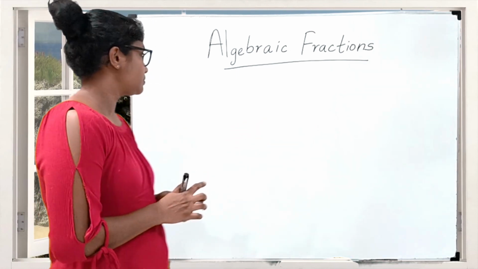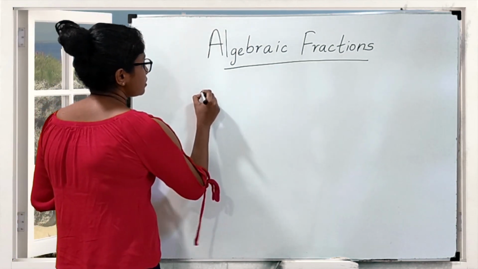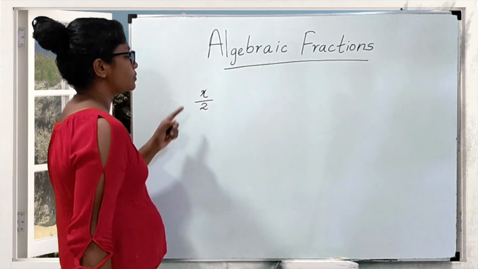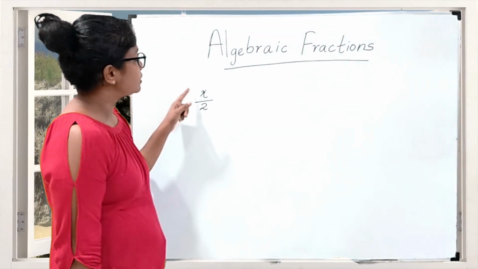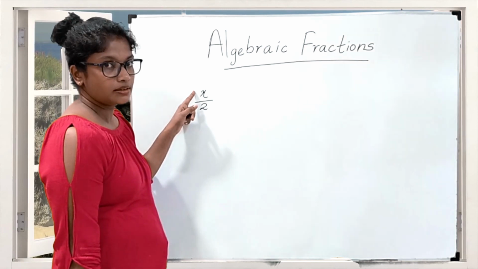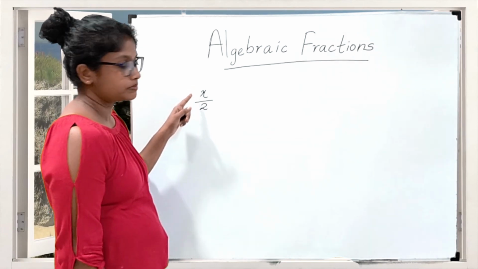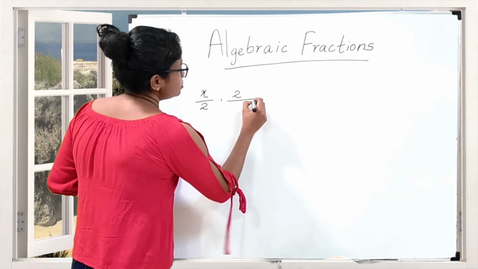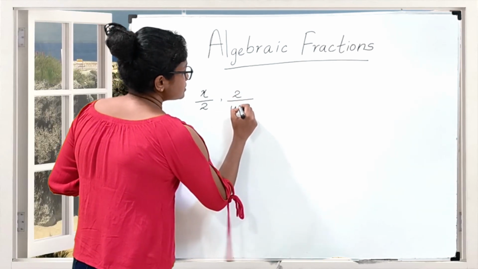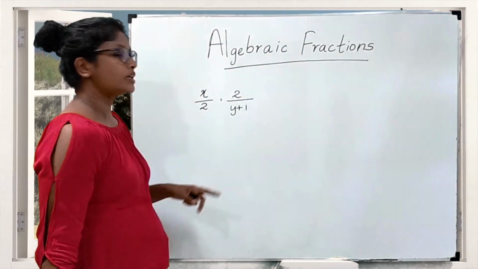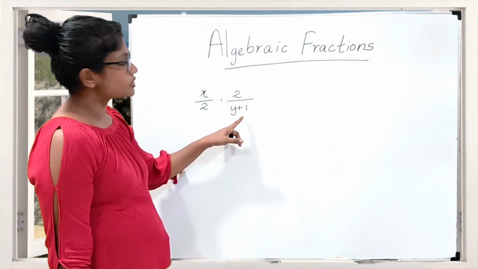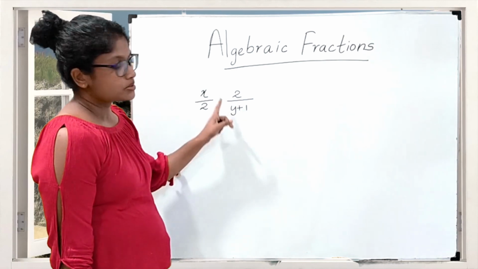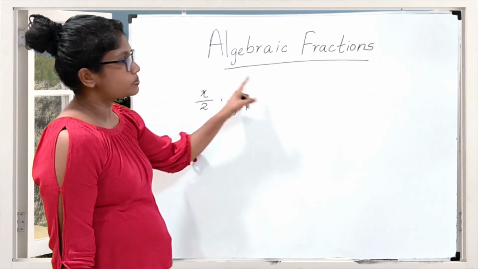For example, x over 2. What is its numerator? Its numerator is x. This is an algebraic term. Then 2 over y plus 1. This is an algebraic expression, 2 over y plus 1. So we call this fraction an algebraic fraction.